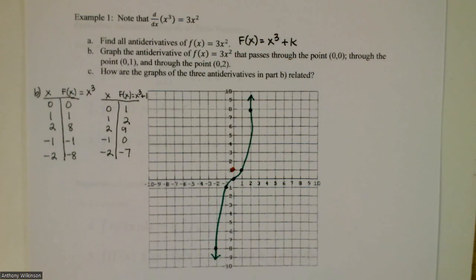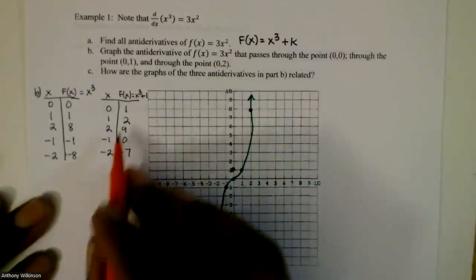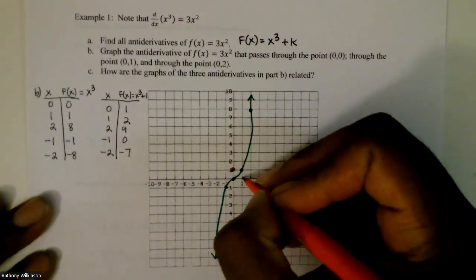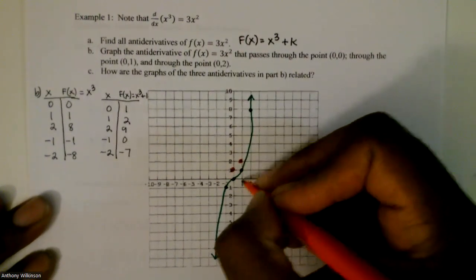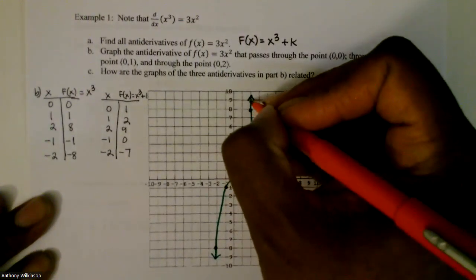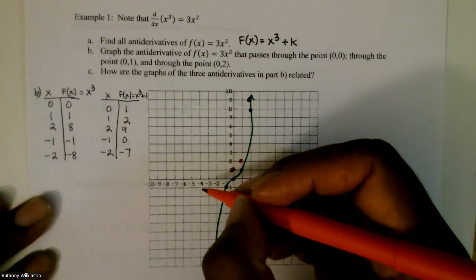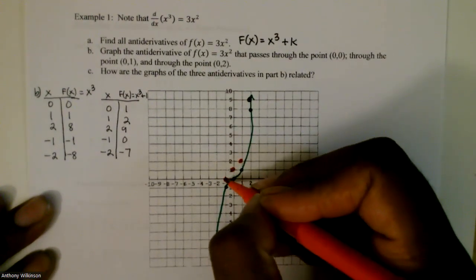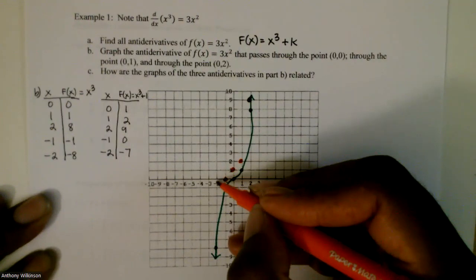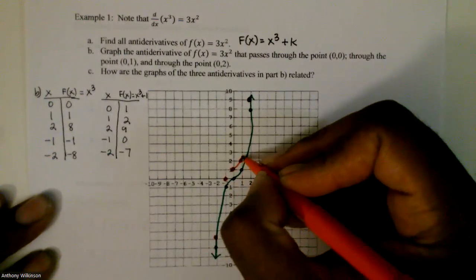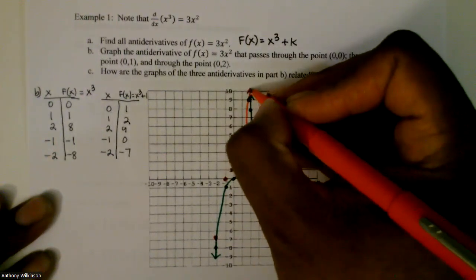All right, so let's see what that graph will look like. We pretty much can get an idea of what it's going to look like here. So 0, 1 is on the y-axis. 1, 2 will be to the right 1 and up 2. 2, 9 will be to the right 2 and up 9. And negative 1, 0 is on the x-axis. Negative 2, negative 7 would be about right here. So here's what that graph will be looking like.